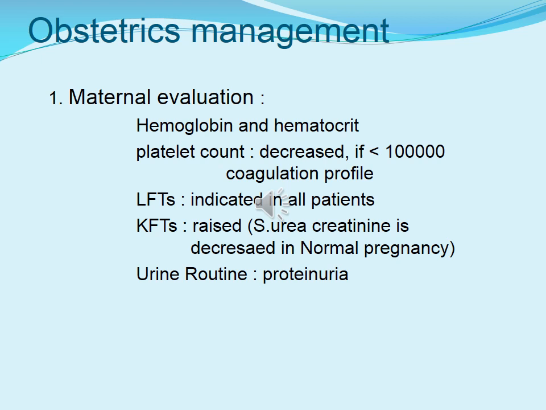First, we need to do a maternal evaluation. We check the hemoglobin of the mother as well as the hematocrit. We check the platelet count. If it is decreased, less than 100,000, we need to do a coagulation profile and look for any bleeding tendency. We should check the liver function test in all these patients, and the renal function test, in which we see an increase in urea as well as creatinine, which decrease in normal pregnancy. On routine urine examination, we find that they have proteinuria.